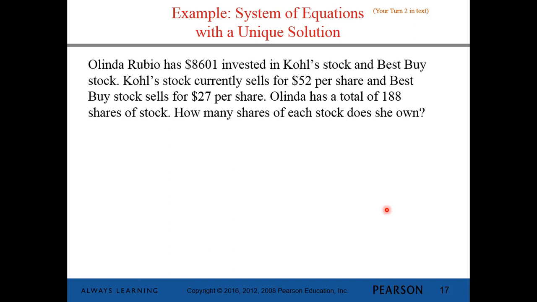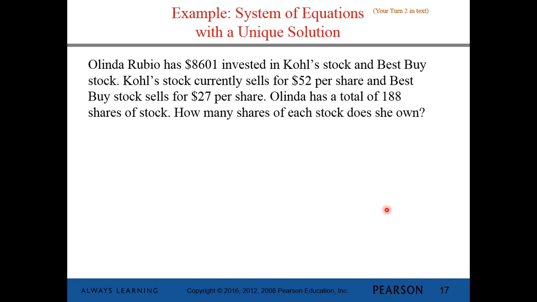Okay, but let's use the echelon method to solve the system of equations. So we've got two constraints here. One, the total number of shares has to add up to 188 shares. So if you take all the Best Buy shares and all the Kohl's shares, those two amounts should add up to 188. Then we also have the price per share.